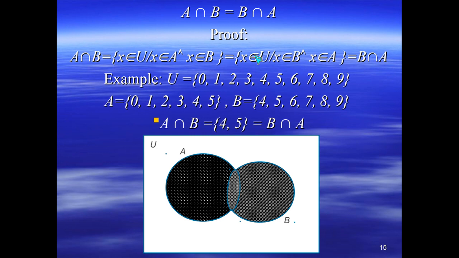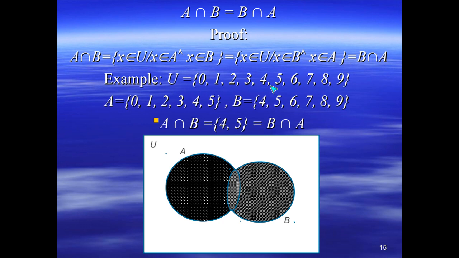Those are elements of the universal set, X are elements of the universal set, such that X is an element of B and X is an element of A. Are they different? No, they should be both elements of A and B, the common elements, whether you start with A and B or B and A.